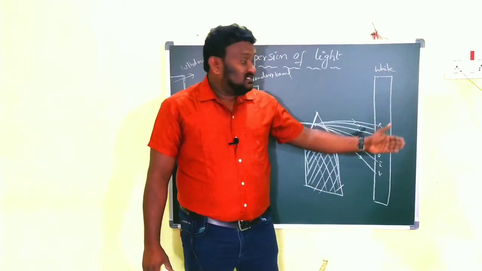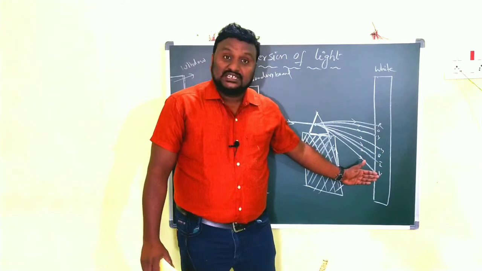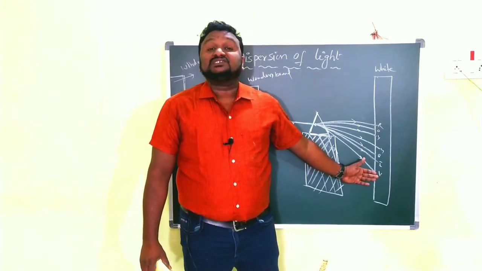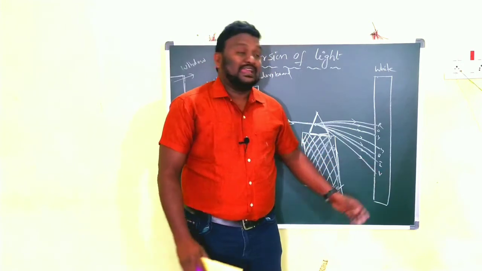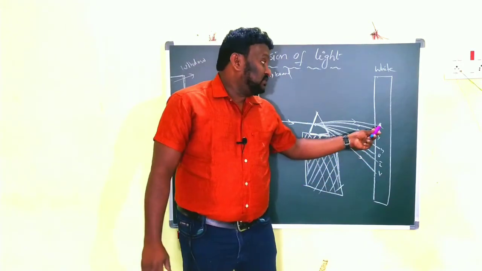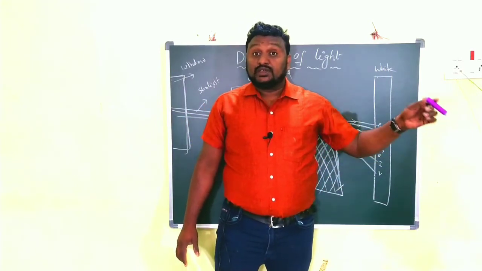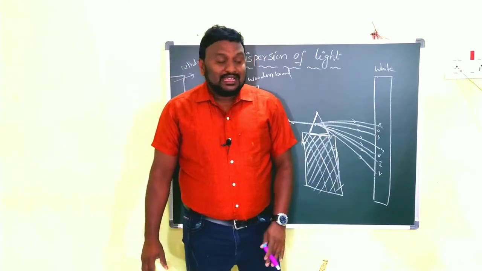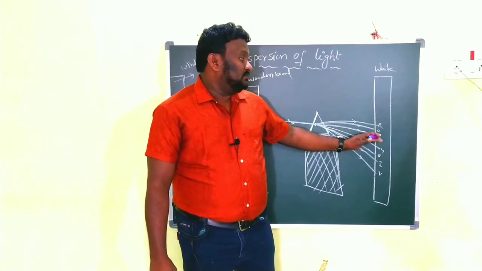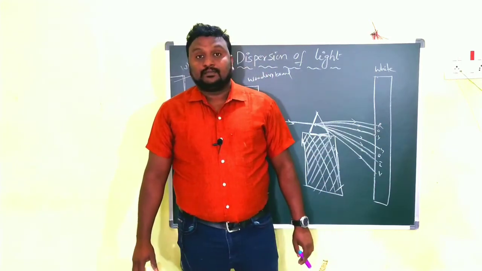So the pattern of color should be like this: VGR. We will find violet down. Why? Because violet has more deviation of angle, or the angle of deviation is more for violet color. And if you observe, the red color has the least angle of deviation. That's why we will find red on the top. And the remaining colors are in between violet and red.